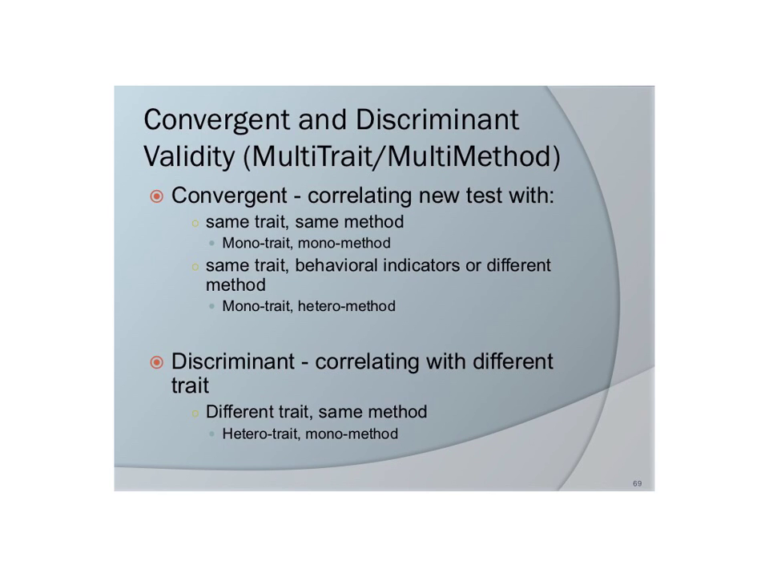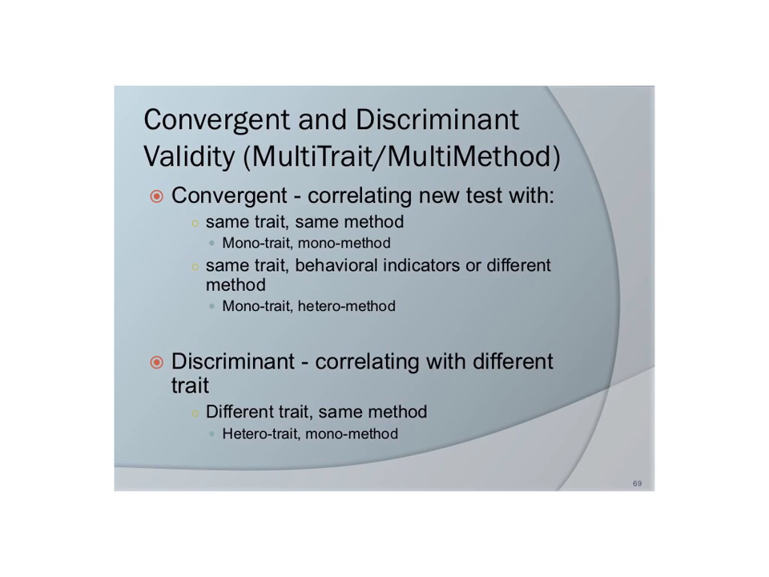When comparing convergent and discriminant, convergent is looking to correlate the new test using the same trait with either the same method, so maybe measuring anxiety using two different paper and pencil measures. This is also called monotrait monomethod, mono meaning same, or it could be same trait with different methods. So we could have the same trait, two anxiety scales, but behavioral indicators with a different method. So one could be paper and pencil, and one could be ratings by a teacher.